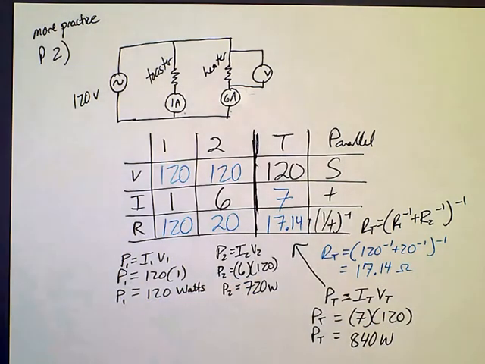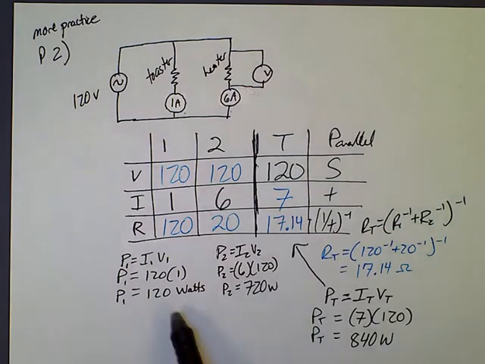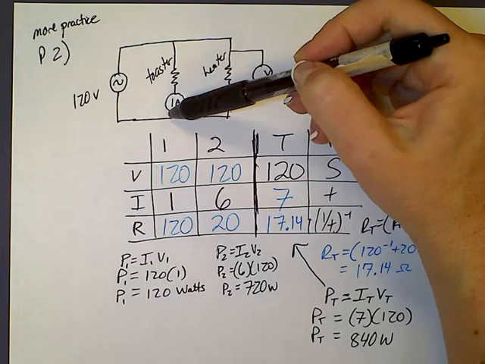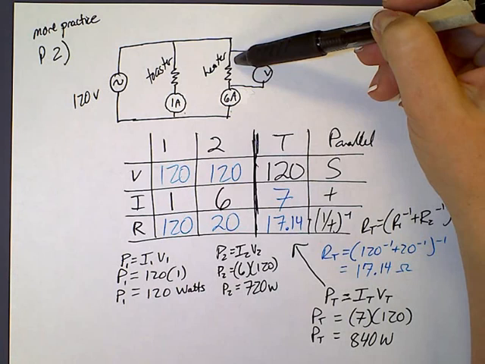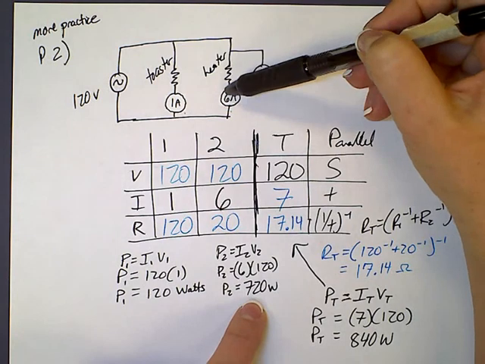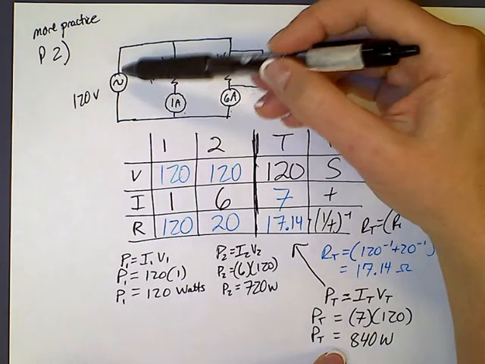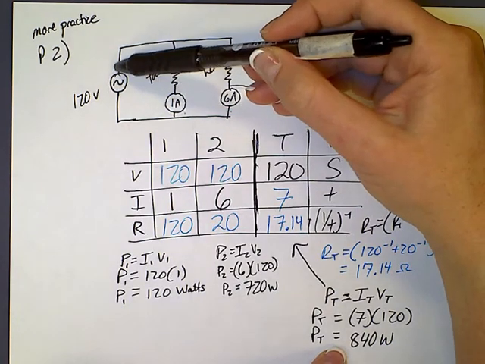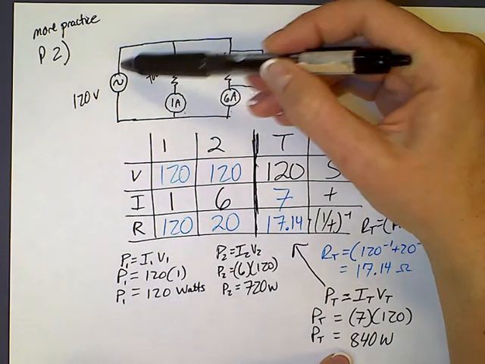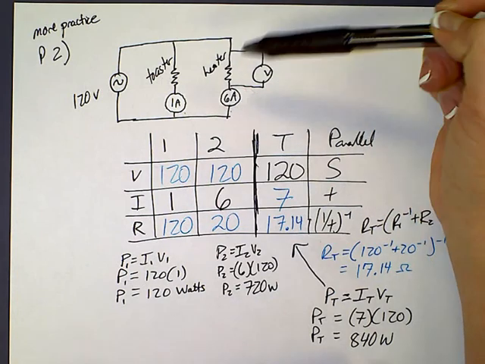That means that the toaster is using 120 joules every second. That's how much it's sucking up. The heater is using 720 joules every second. That's how much it's sucking up. And that means that the whole thing, all together, is going to have to provide the 120 joules per second this way and the 720 joules this way. So my power is 840.